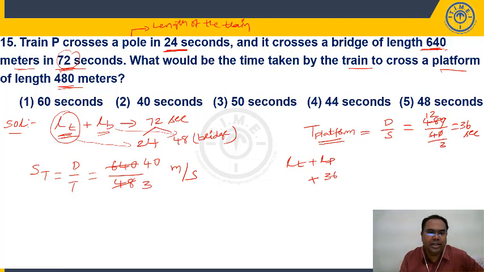To cover its own length, it is taking 24 seconds. Total time taken is 60 seconds. Without any equations, we can solve this question. Answer choice is 1, without writing any equation, if you understand the concept, student.